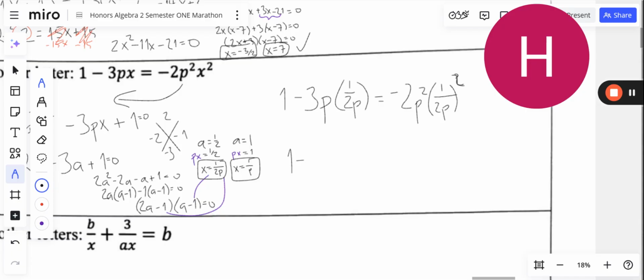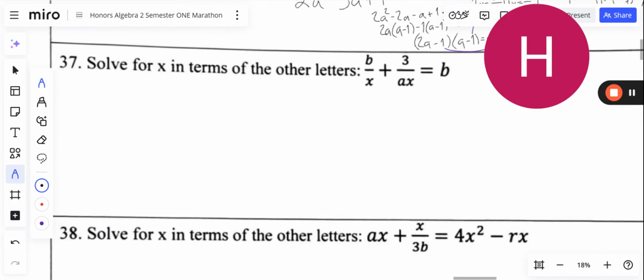How would you check the other one? You would plug this in. 1 minus 3p times 1 over p equals negative 2p squared times 1 over p squared. So just check that those are true on the left and the right side, that they're equal, and you will verify the equation.